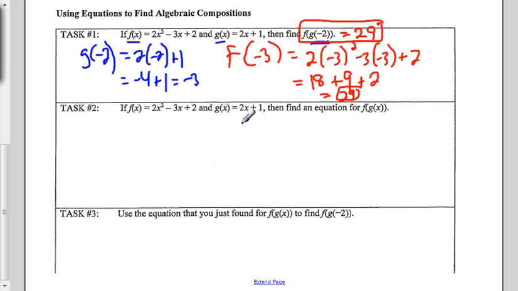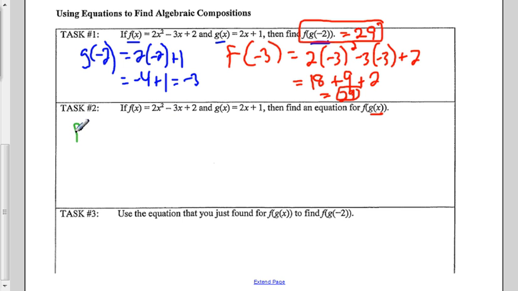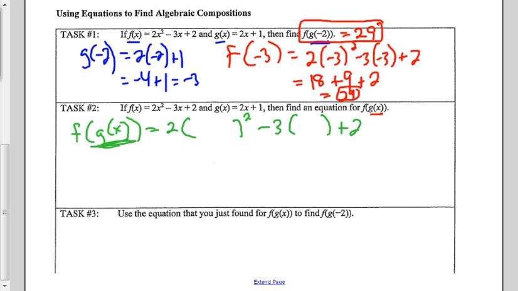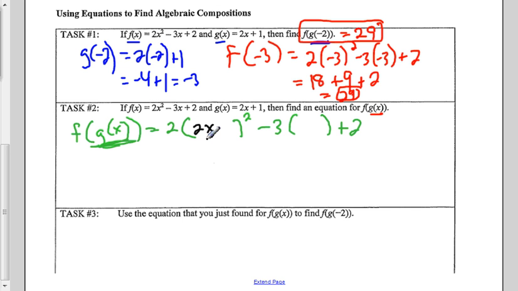Okay, now in task 2, they want us to just find f of g of x. So they don't want us to put any numbers in, but now every time in f of x, every place we see an x, we're going to put in g of x. So it's 2 times x squared minus 3 times x plus 2. And now every time we see an x in the original function, we're going to put in g of x, which is 2x plus 1.